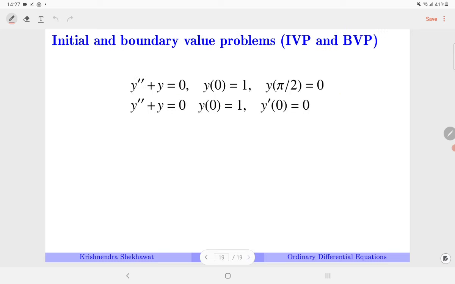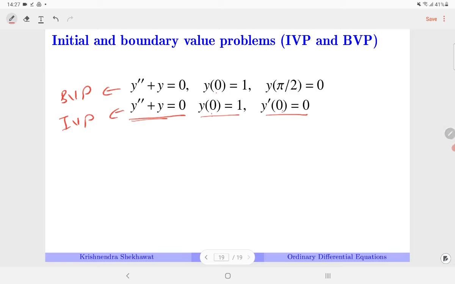The last is initial value problem and boundary value problem. You can see this one is an initial value problem and this one is a boundary value problem. When the order is n, then n conditions are defined to compute the values of the constants. Now if all these n conditions are defined at a single point, then it is an initial value problem. If they are defined at 2 points, then we call it a boundary value problem.